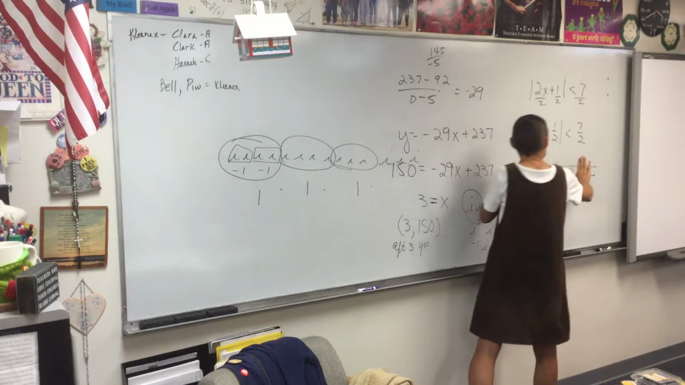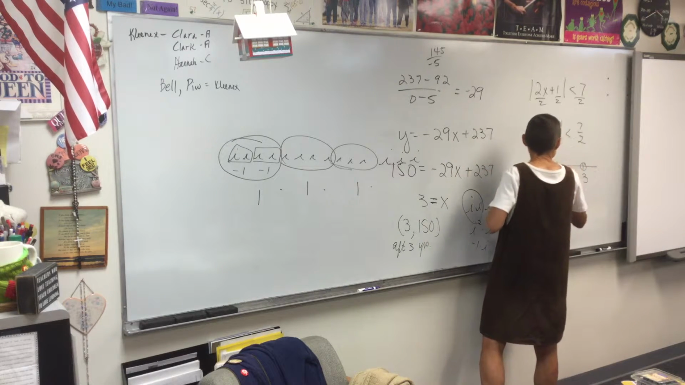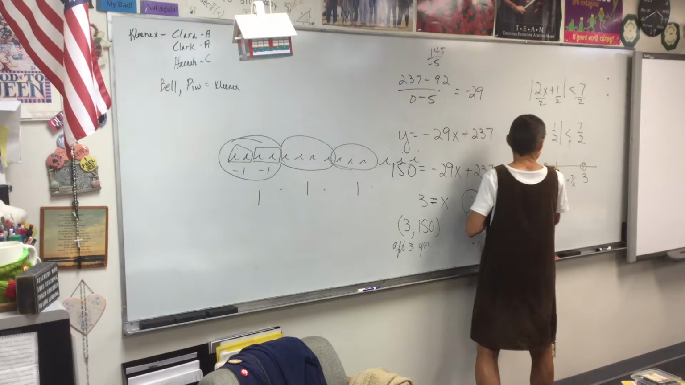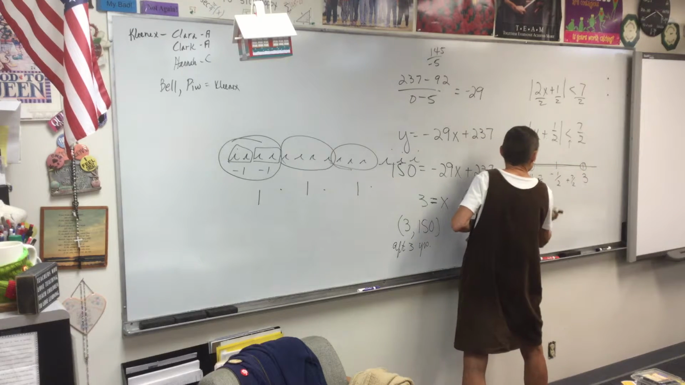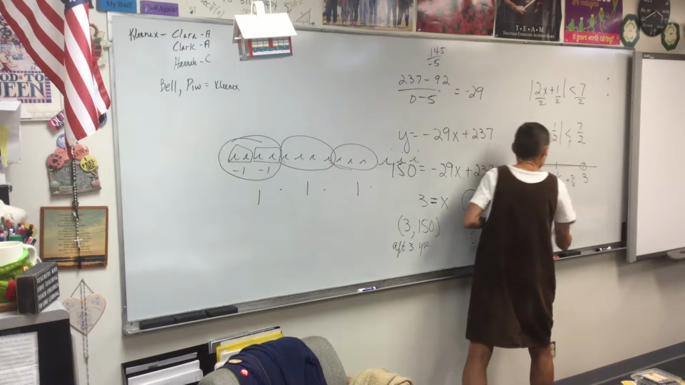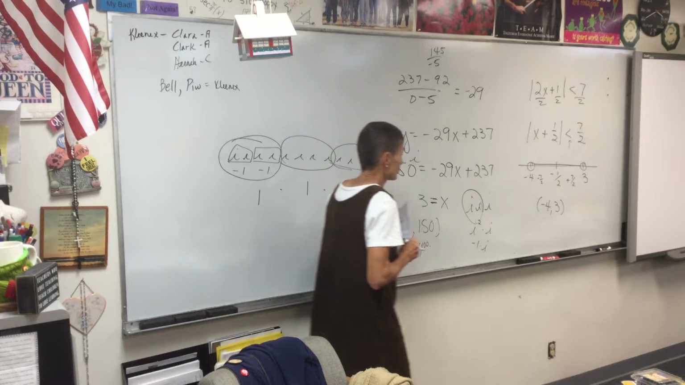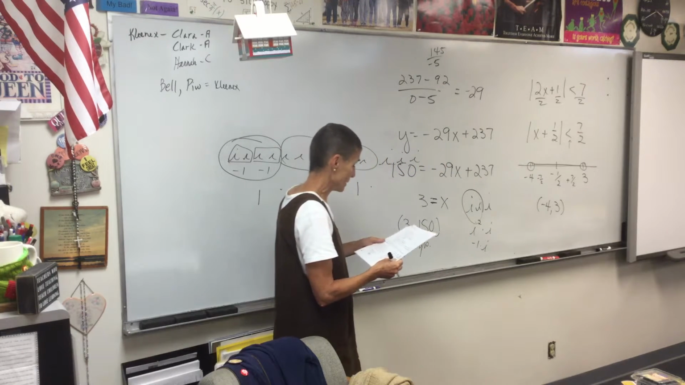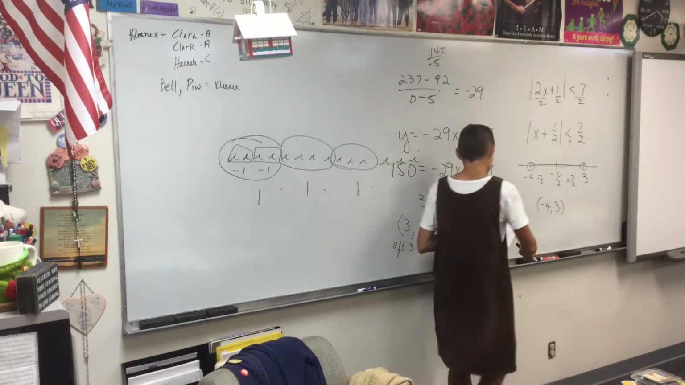And you're either going to shade outside or inside. This is a less than problem, so we'll shade inside. And there is the answer to our question: all the numbers between negative 4 and 3.